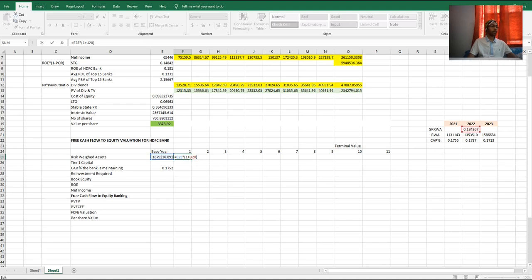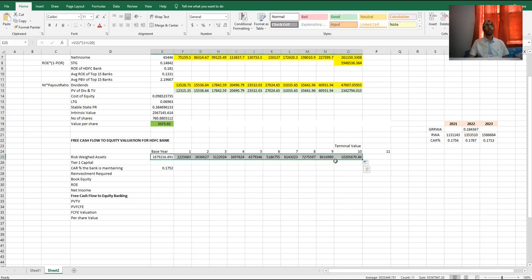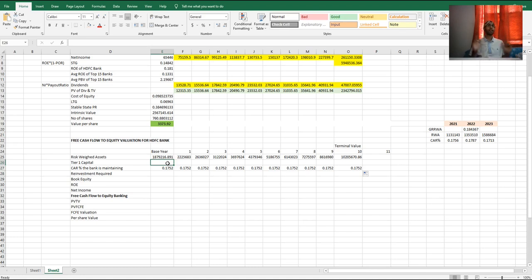And we will do one thing, we'll log this number and project the numbers here. So here we have projected the numbers from year 1 to 10. The capital adequacy ratio is 17.52%. So we can get the tier 1 capital requirement, which will basically help us find out the reinvestment required. So tier 1 capital is equal to CAR percent multiplied by risk weighted assets.